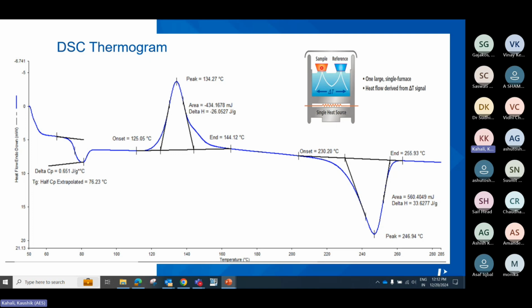And here we keep the pan with the sample. While heating this furnace at a particular rate, there will be some transition on the sample side. Immediately there will be a change in temperature. The temperature sensor will sense the temperature difference between the sample and reference, which is delta T, that is fed into the software, and from there the software will calculate the delta H. So that is the basic working principle of any heat flux based DSC. And normally all the available DSCs in the market work on the heat flux method only.